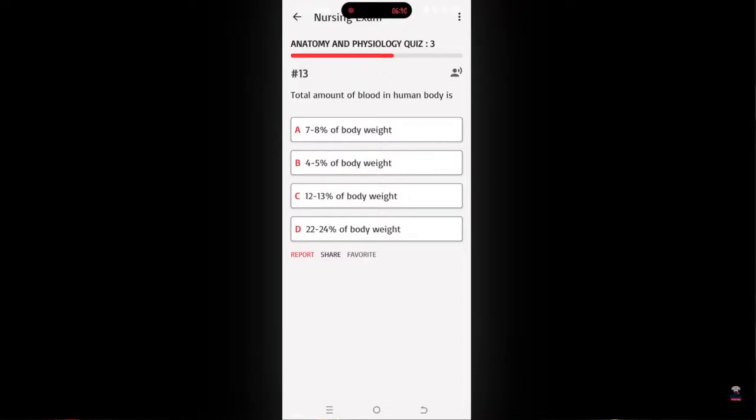Total amount of blood in human body is A. 7-8% of body weight, B. 4-5% of body weight, C. 12-13% of body weight, D. 22%. Correct answer is A.